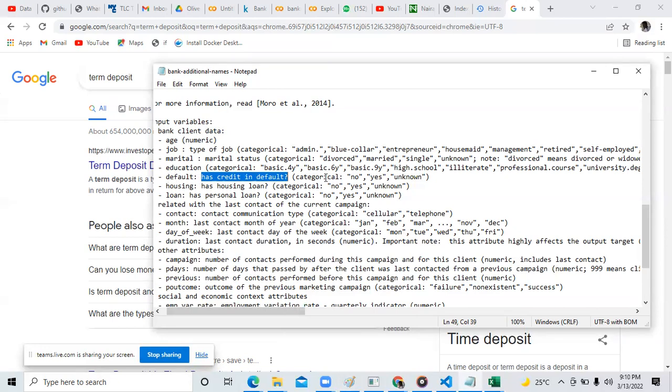So this is a categorical variable. No, it means the person has not defaulted. Yes, the person has defaulted. Unknown, we don't know. Right? So now, how does credit default affect being able to deposit? Obviously, an Onigbese cannot deposit money now because it's in minus. Right? So I'm going to write that down.